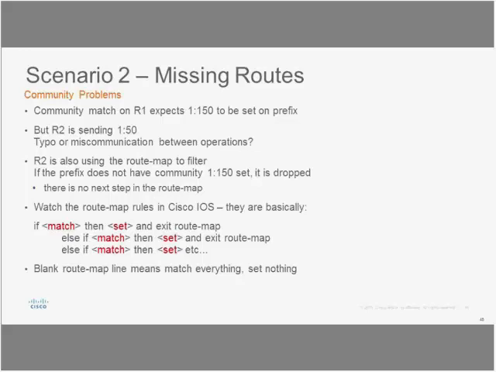I've given an example on how the flow happens when you're using match statements in route maps. It's like: if it matches a certain statement, set and exit the route map. If the first match statement doesn't match, move to the next match statement or another sequence of the route map, right? That's how you look at route maps.